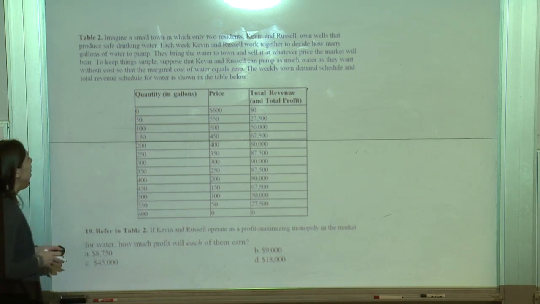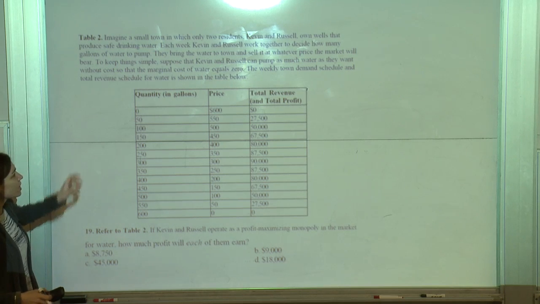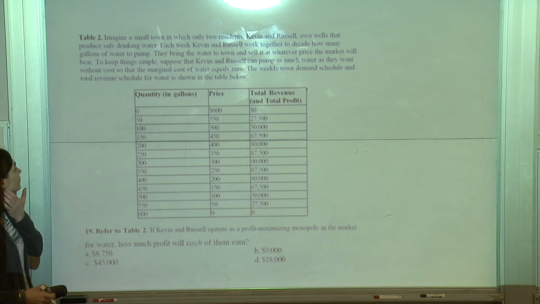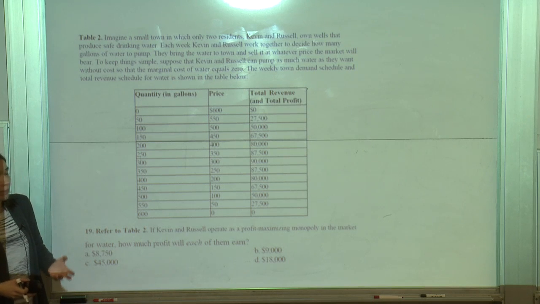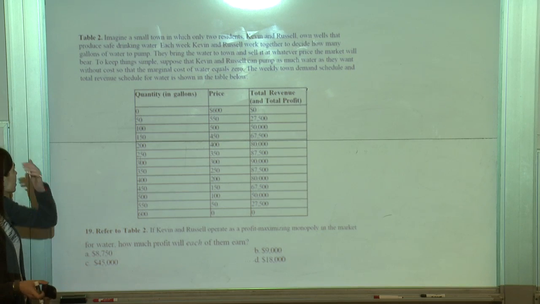Okay, we have another scenario here. We have a small town. Only 2 residents, Kevin and Russell, own wells that produce safe drinking water. Each week, they work together to decide how many gallons of water to pump. They bring it to town and sell it at whatever price the market will bear.